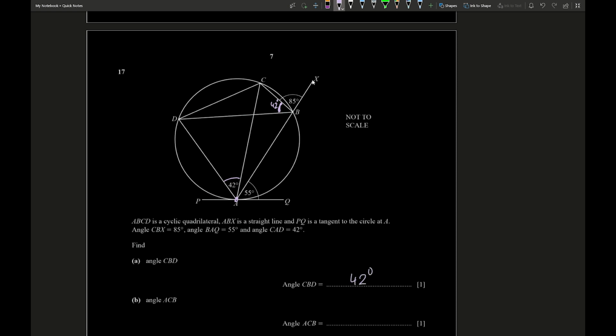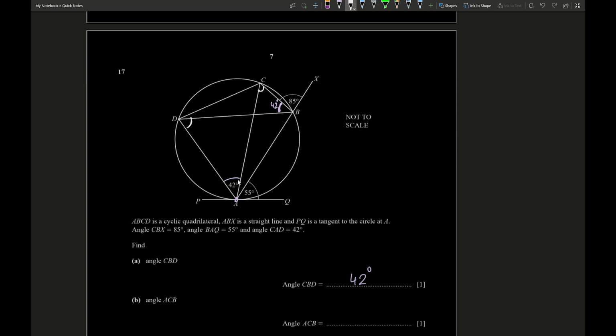Alright, on to part B. Part B, find the angle ACB. Where is angle ACB? This one right here. Alright, angle ACB and angle ADB, they're both subtended by the same arc AB. So angle ACB and angle ADB are subtended by the same arc length. So these two angles are equal. However, we still do not know the angle ADB.